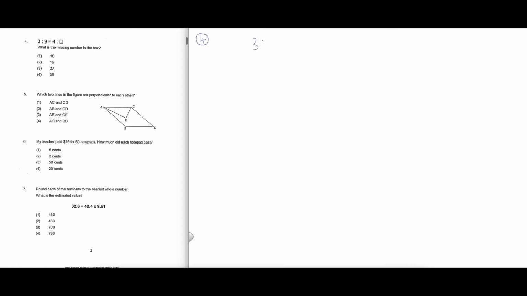So 3 is to 9 equals to 4 is to what? Question mark. So 3 is to 9, if you are familiar with multiples, you realize that you can simplify it first. And that's what we should do. Okay? We're going to get 1 is to 3. So from 1 is to 3, how to make it 4 is to something? I'll just times by 4. Okay? So that means you get 4 is to 12. So your answer is just 12.